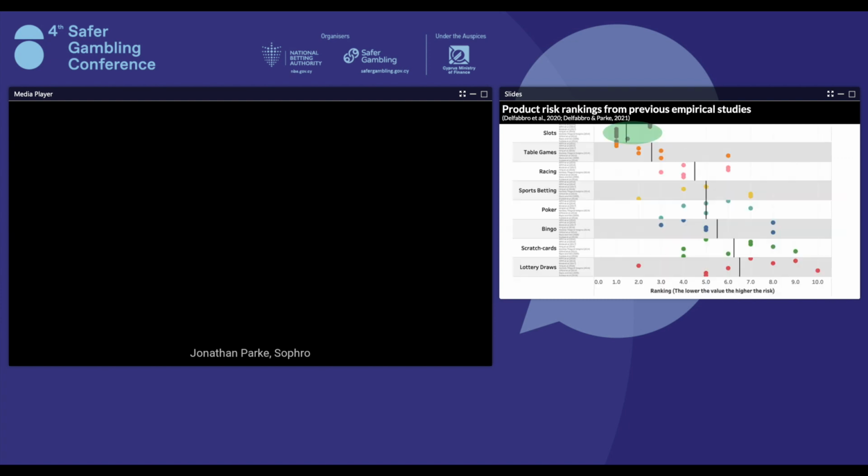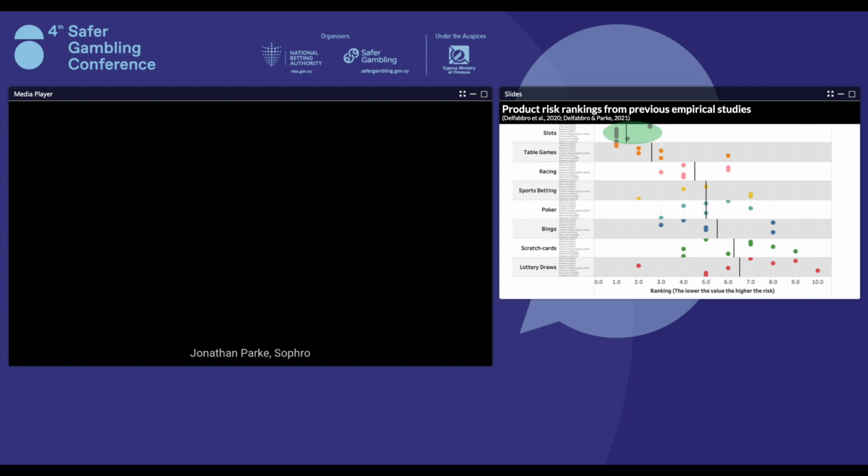So very quickly, this is a snapshot. This is a visual image of what research is telling us in the field. And if I can describe it as quickly as I can, each dot is a ranking for the product in terms of risk based on studies. So we reviewed the studies looking at product risk using survey data.